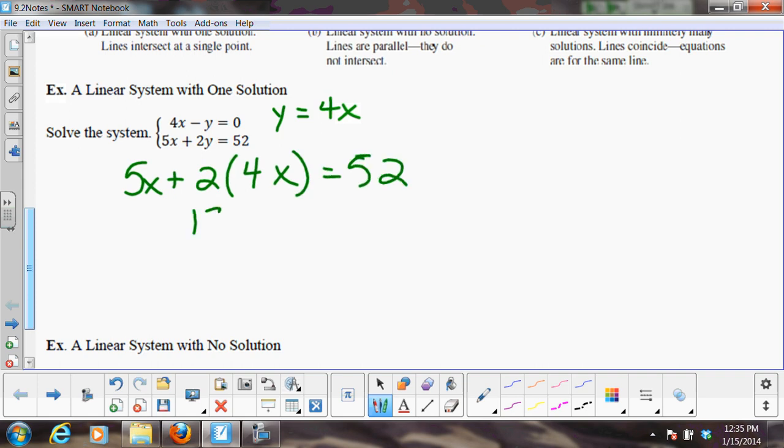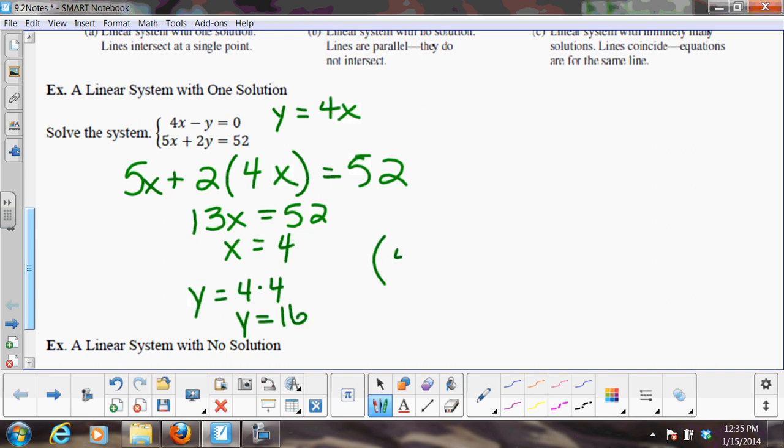So we will get 13x is 52, x is 4. I'm going to plug back in, get y is 16. So this one has one solution.